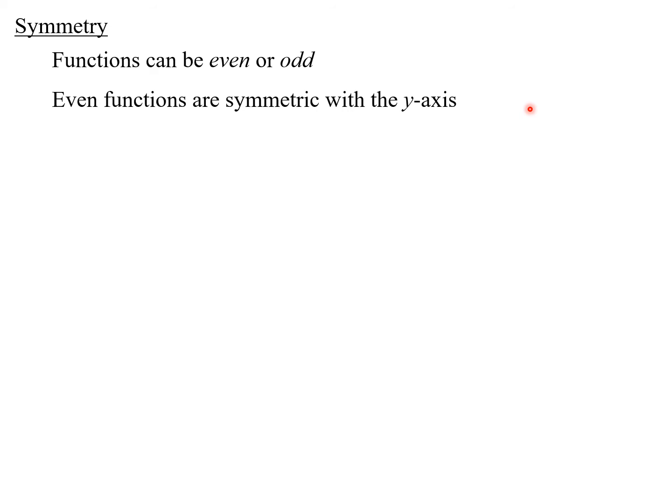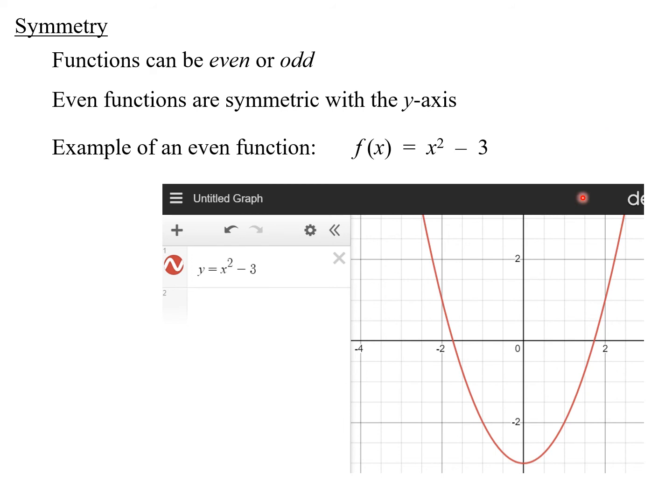As an example of an even function, let's look at this and let's graph this. If you graph this in Desmos, it looks like this. The y-axis is an axis of symmetry. That is, the y-axis is a mirror. It looks the same on both sides. This is a property of an even function. The y-axis is an axis of symmetry, and the function is a mirror image of itself on each side of that axis of symmetry.